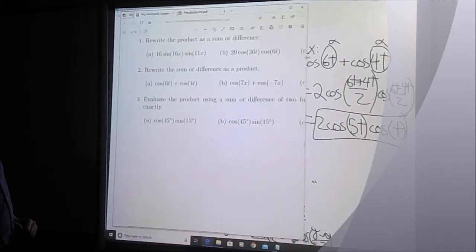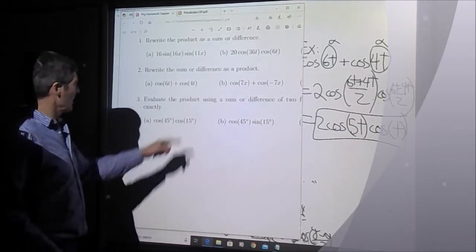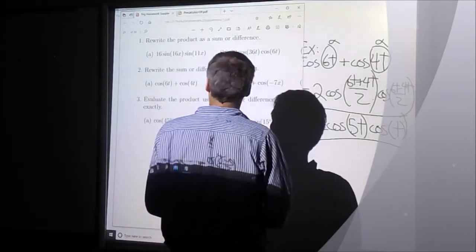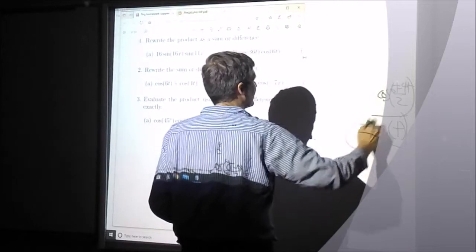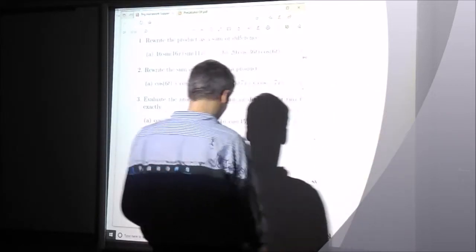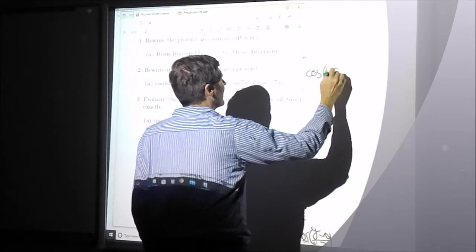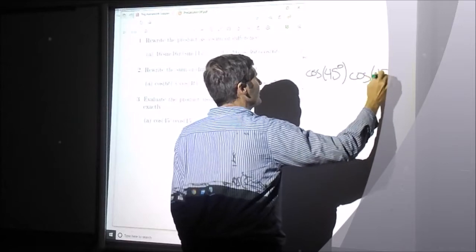One minor application to this is you can sometimes evaluate products that you couldn't before. Suppose I want to evaluate exactly the cosine of 45 degrees times the cosine of 15 degrees. Cosine 45 degrees, cosine 15 degrees.